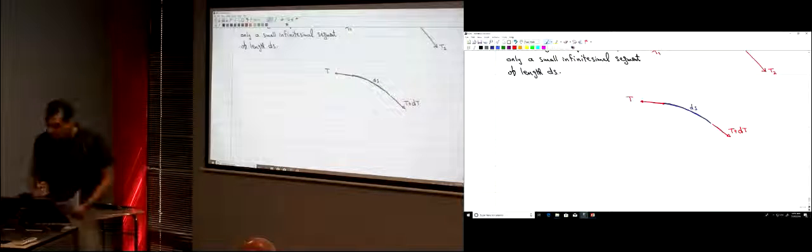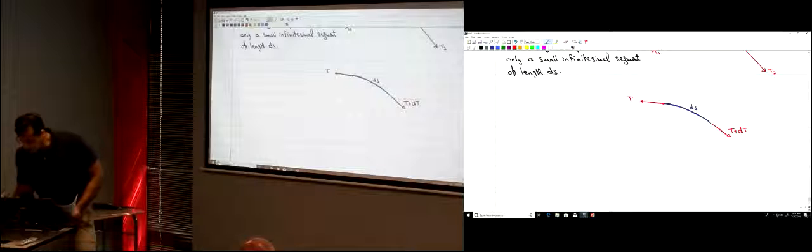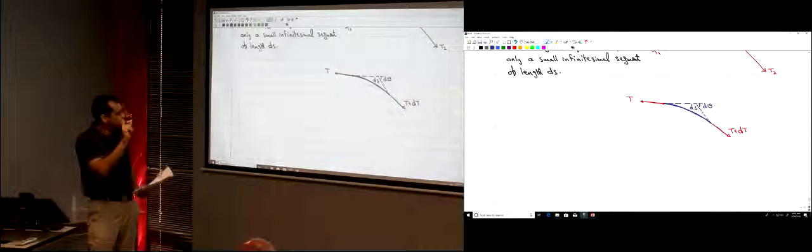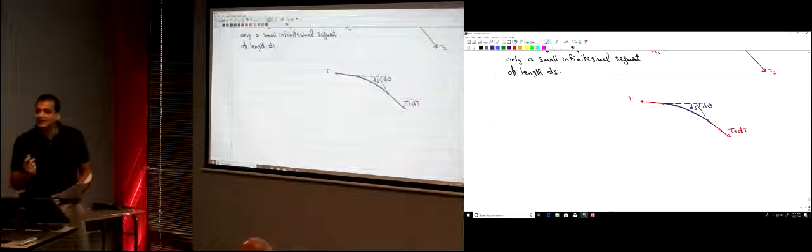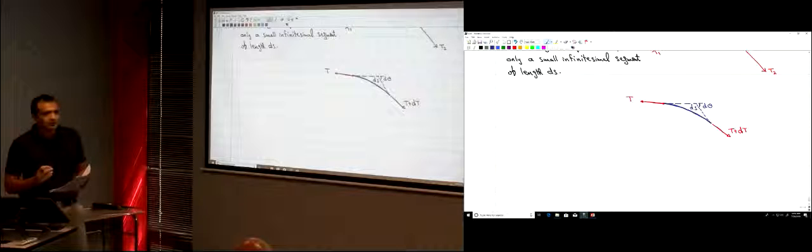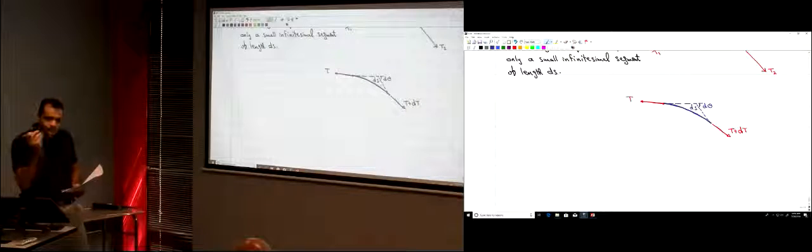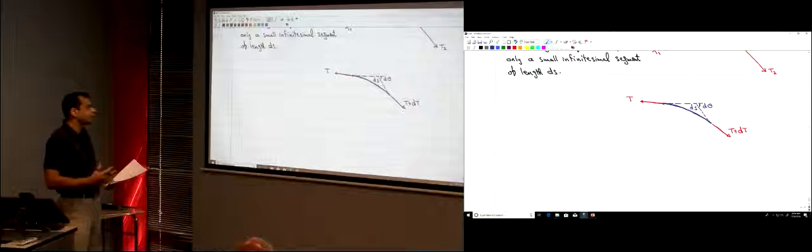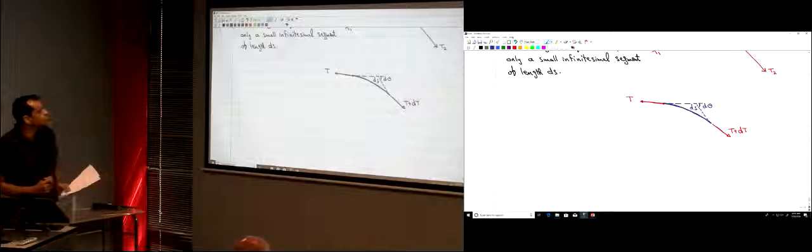Now, those angles. Let's draw those angles here. This angle, the change along this segment ds, let's call this angle d theta. Everything here is d, any change is d theta, because it's such a very small change along a very small distance. So again, the change in the angle theta is going to be so small.